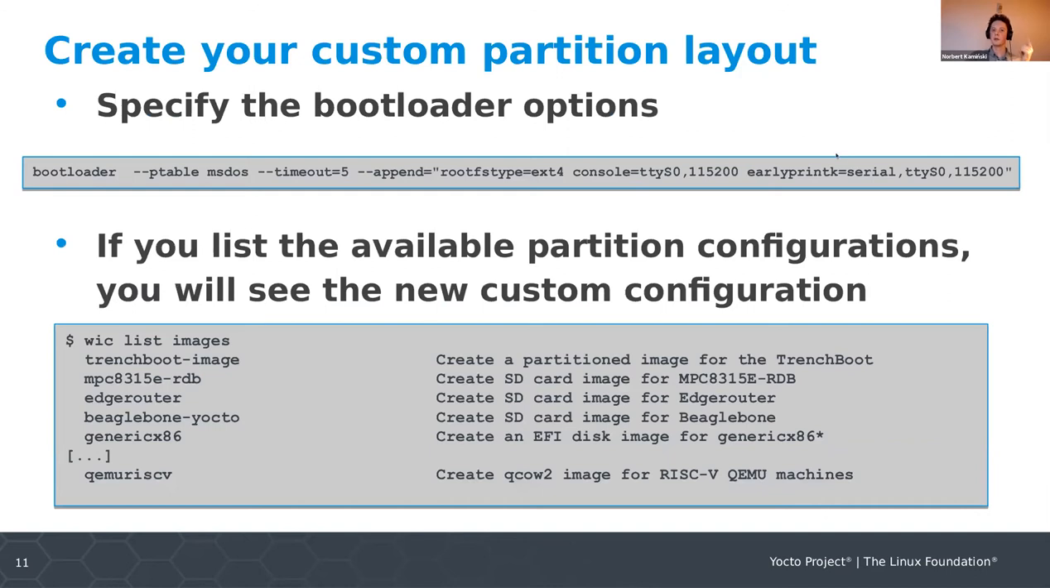Okay, the last thing you have to do in your Wic Kickstarter file is specifying the bootloader option. You are specifying the partition table type, you are specifying the timeout of the option, and you may append the command line in your bootloader.